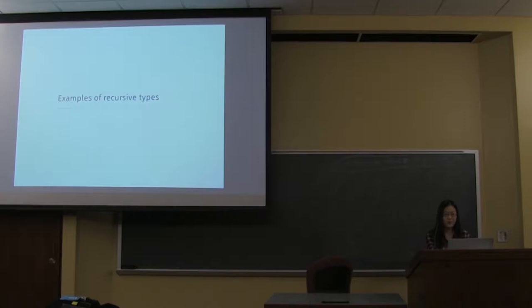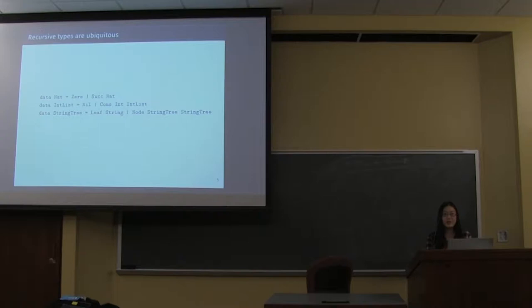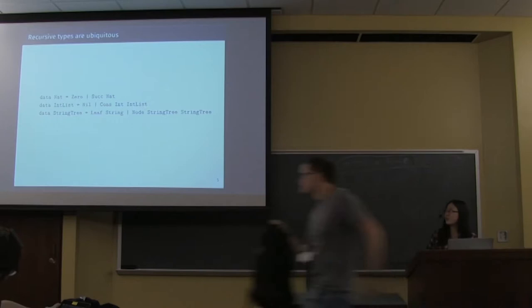Recursive types are, in fact, found pretty commonly everywhere. If you are familiar with algebraic data types, you might have seen something like data Nat equals Zero or Successor of Nat, which just means that a natural number is either zero or the successor of another natural number. Similarly for lists, you either have a value which is Nil or Cons of an element of that list and some other list.